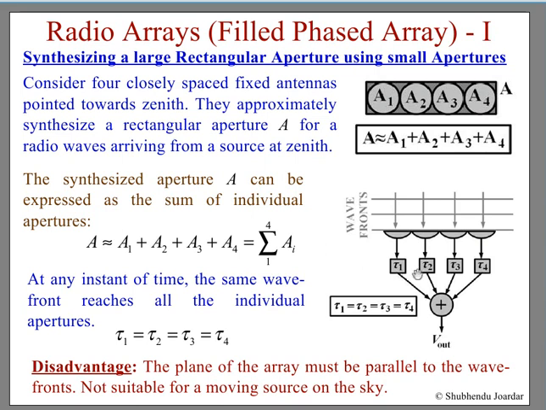You can put phase shifts here, and you can add them to compensate for the different phases between the incoming wave fronts received at different antennas. Here the wave fronts come at the same instant of time, so these are set the same. The disadvantage of this is that the plane of the array must be parallel to the wave fronts, so it is not suitable for a moving source on the sky. I have already spoken about this.